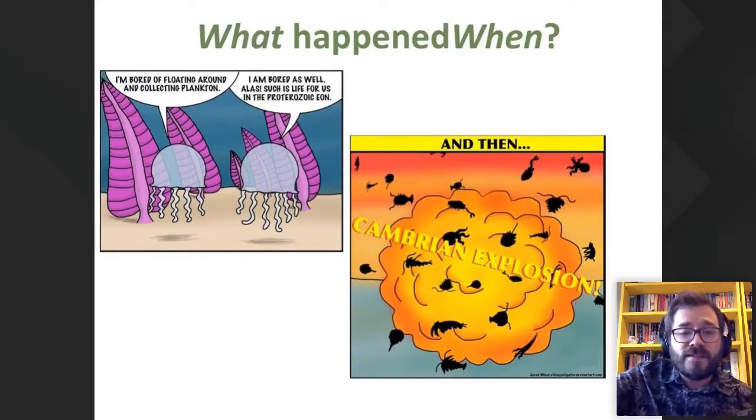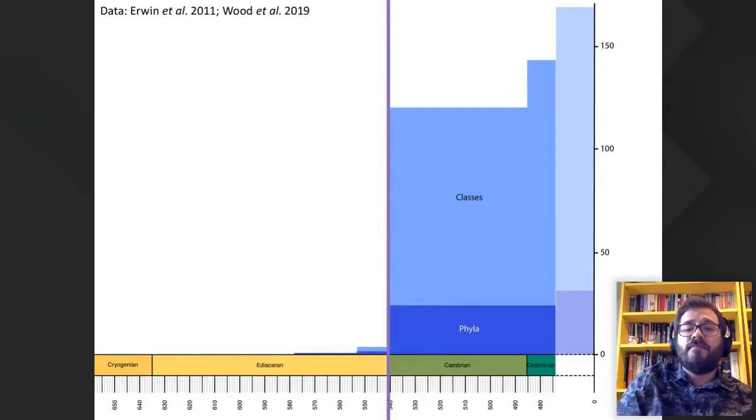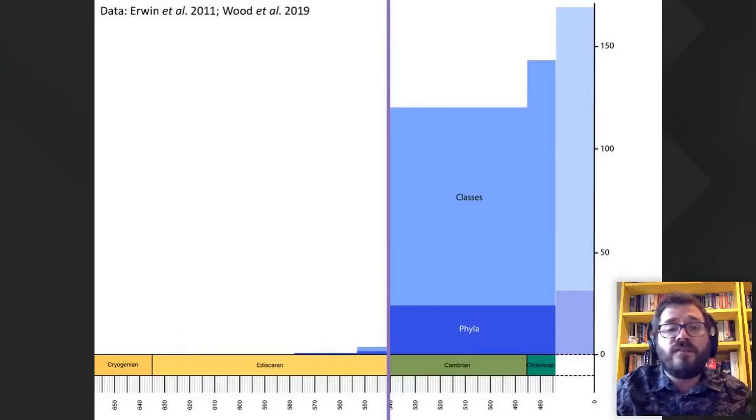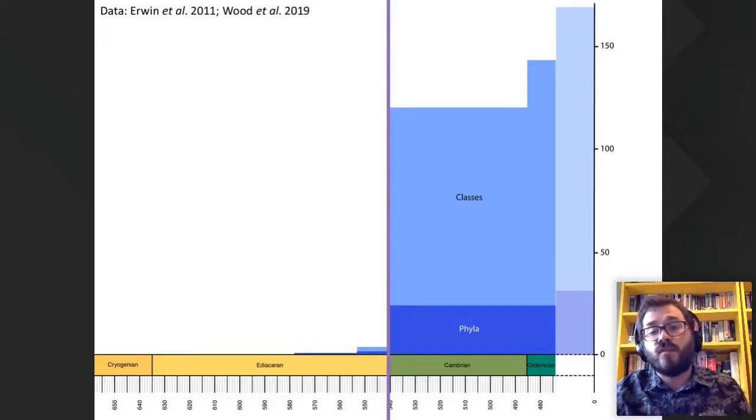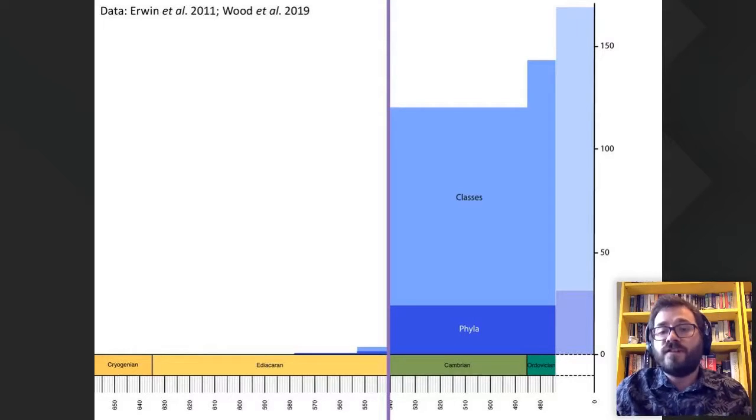So what exactly happened, and when did it happen? This is a graph of the numbers of different major groups of animals. The biggest way that we divide up animals into groups are called phyla. That's things like the mollusks or the chordates, the group that we belong to. And then we can further subdivide phyla into classes, for example, mammals.